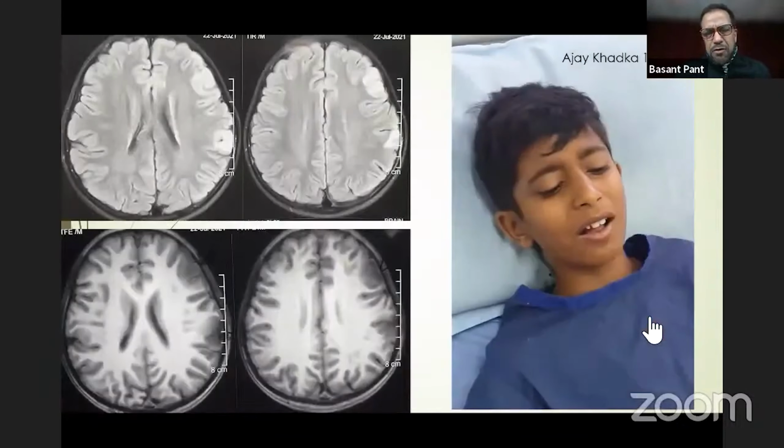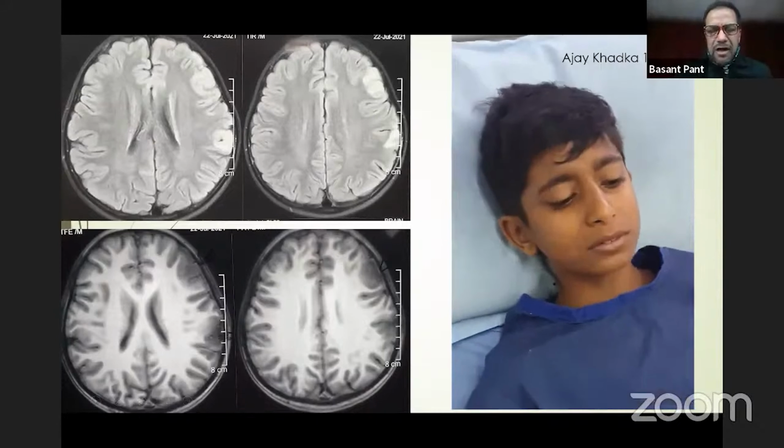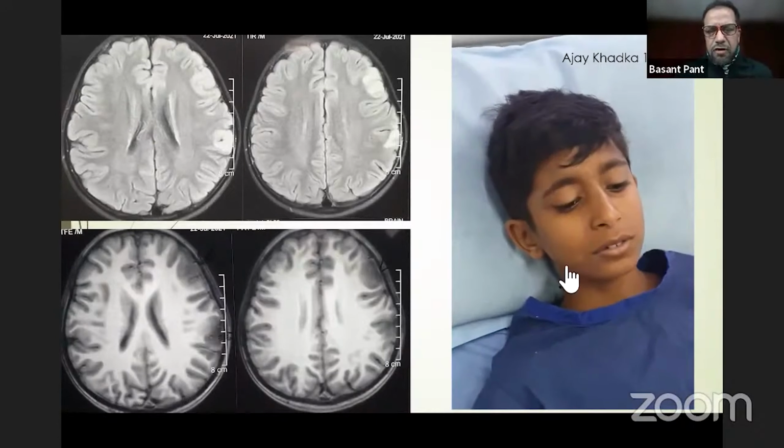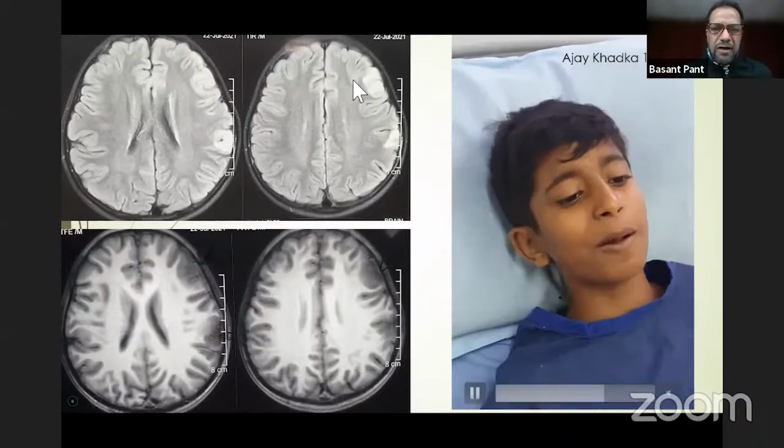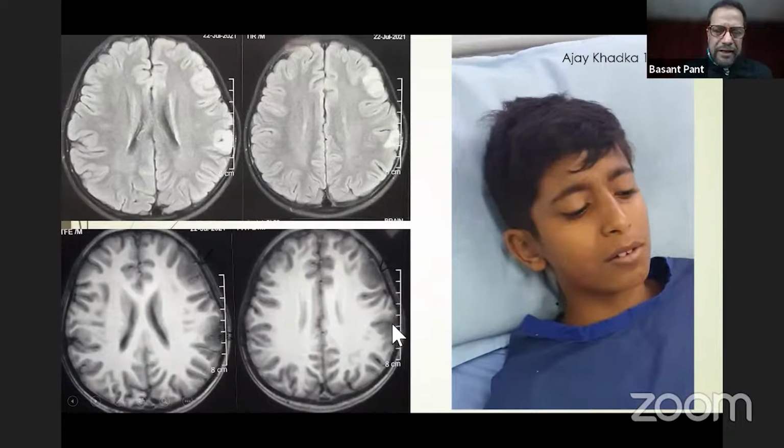This boy came to me almost in focal status epilepticus, on the right side. And if you look at the MRI, he has got a cortical dysplasia on two areas here and here. And it was on the left side, pretty large. We did a functional MRI. But he was young, so we could not do awake surgery in this boy. So we depended on functional MRI and neuromonitoring system.